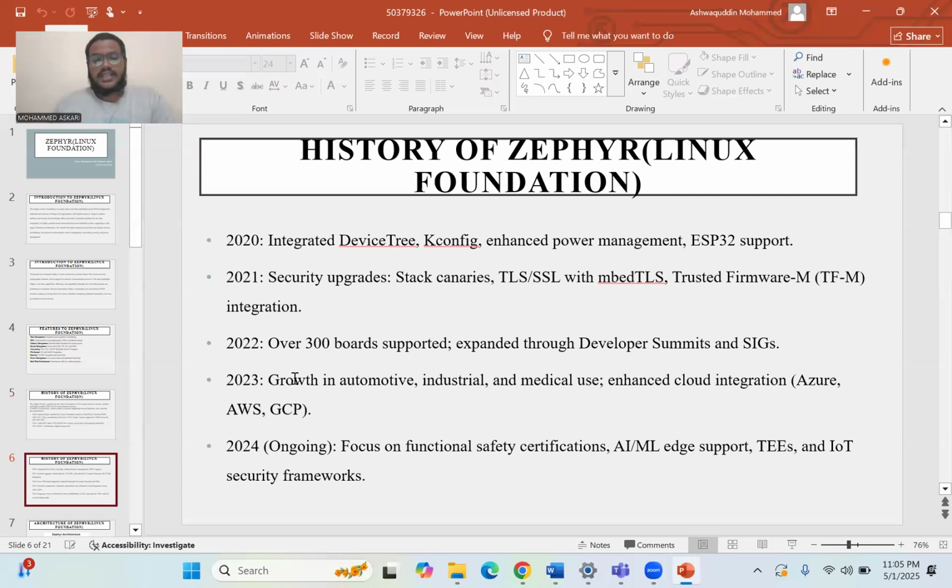In the year 2023, growth in automotive, industrial, and medical use, and enhanced cloud integration such as Azure, AWS, and GCP. And from 2024 till now, the focus is on functional safety certifications, artificial intelligence and machine learning support, TEEs, and IoT security frameworks.